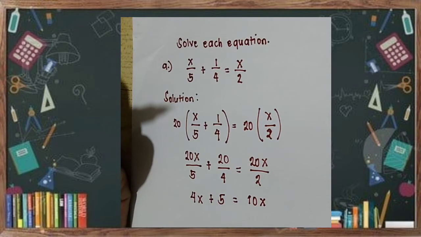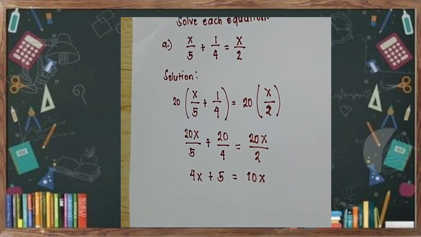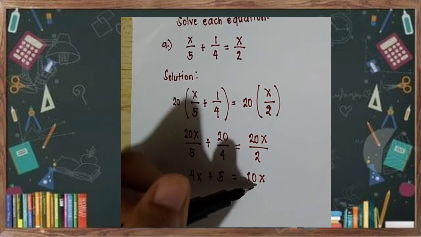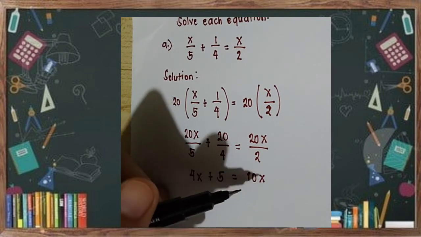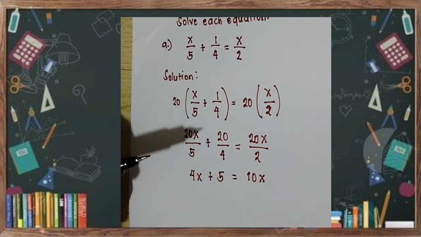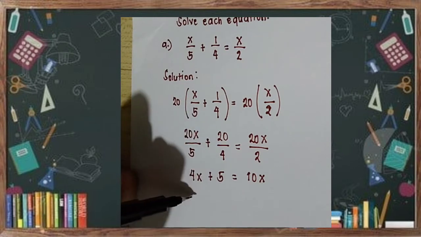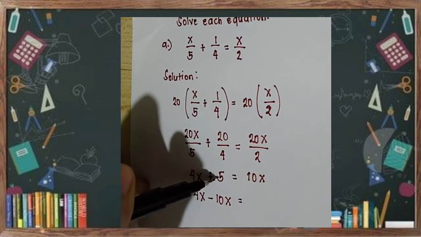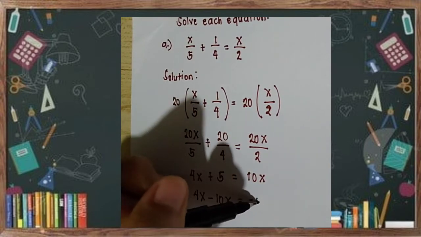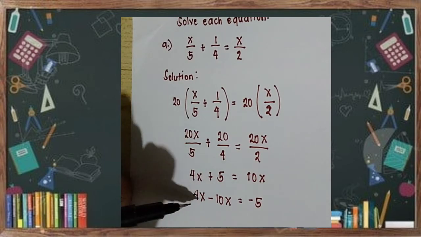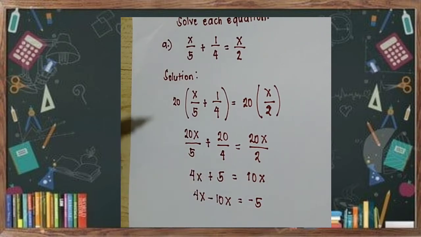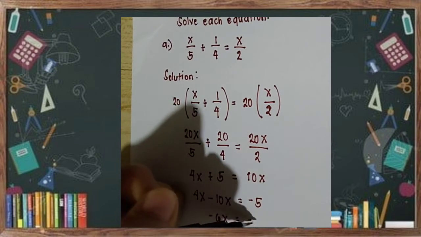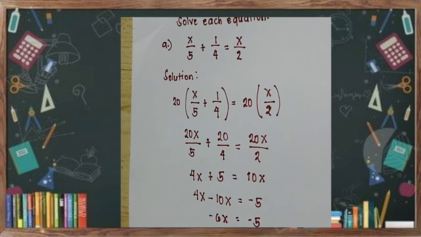Okay? Then, ngayon, kukuhanin na natin yung value ng x kung saan ipagko-combine natin yung mga magkakaparehas na term. Okay. So, since 4x and 10x ay magkaparehas na term, i-transpose natin yung 10x to the left hand side, o kaya naman yung 4x to the right hand side. Okay? So, 4x, i-transpose natin tong 10x, magiging negative 10x equals, yung 5, ilipat din natin dun sa right hand side, magiging negative 5. Then, simplify natin to. 4x minus 10x ay equals to negative 6x equals negative 5. Ayan, so, makukuha na natin yung value ng x.